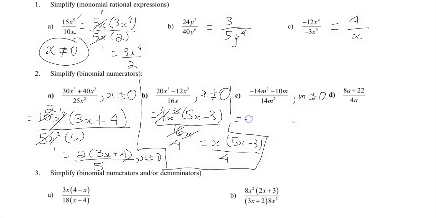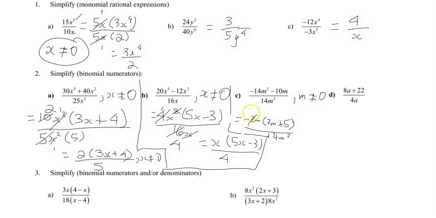So I need to go negative 2m. And then watch your signs, right? So to get negative 14, I just need a positive 7. To get m squared, I need an m. To get a negative, I need a plus, because I've already got a negative there. And to get 10, that'll be a 5, all over 14m squared.